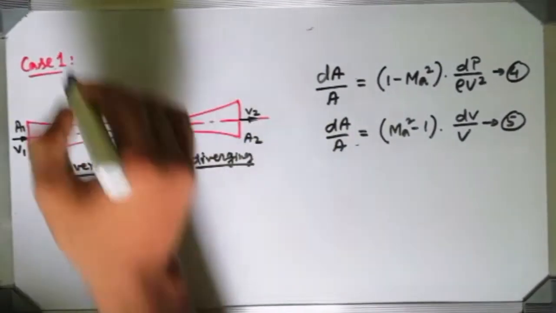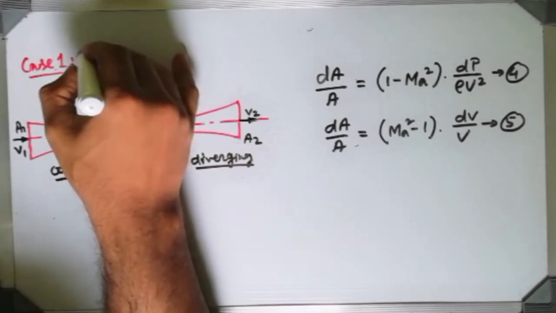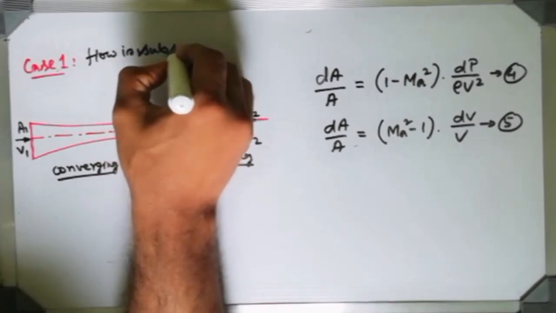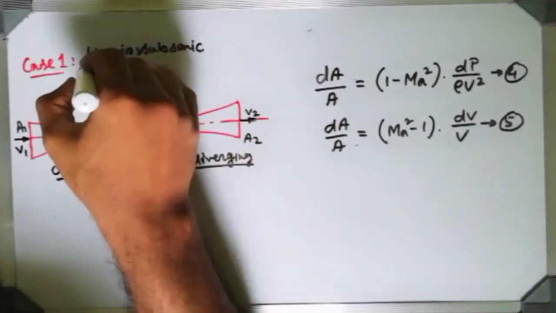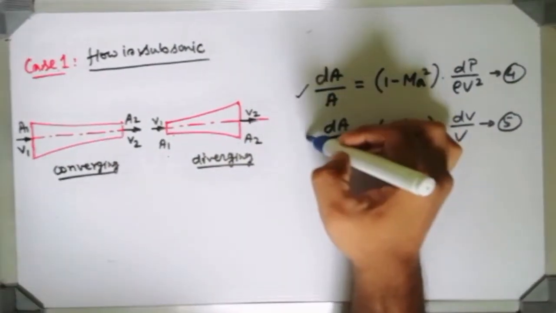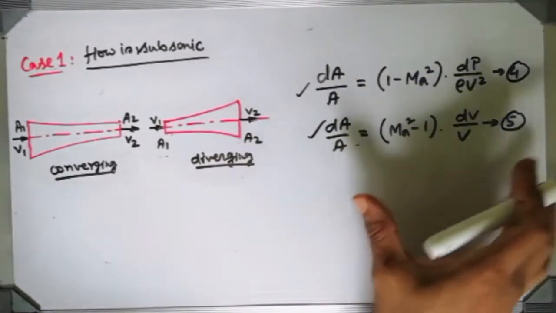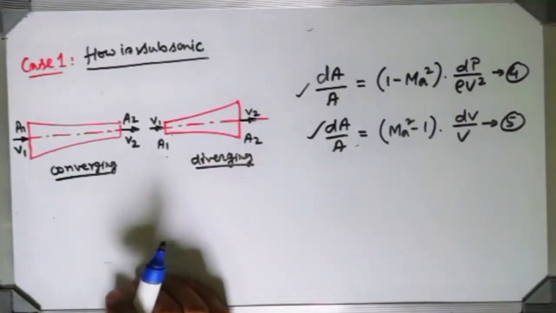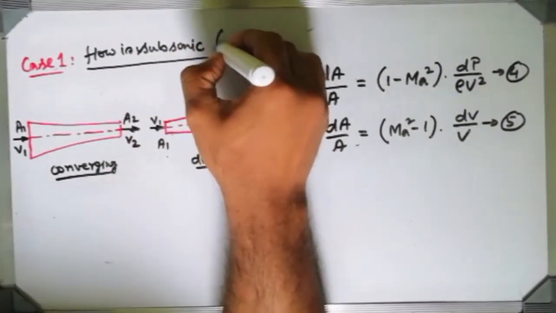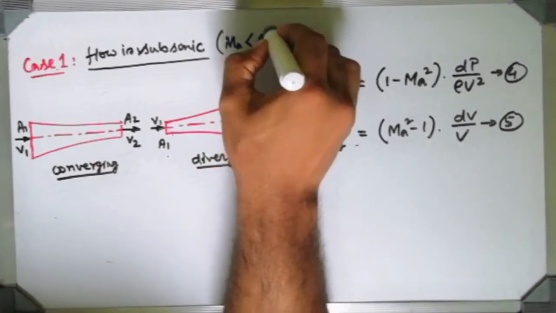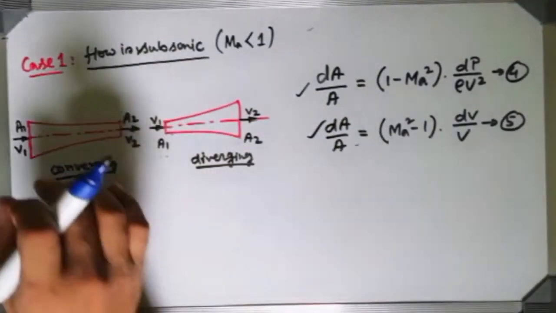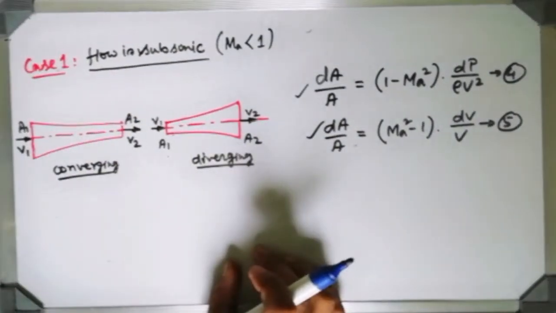Now case 1, we are considering the flow is subsonic. Now if in your exam you are asked what is the governing equation of a nozzle, these two equations are the governing equations of a nozzle. How they govern, now we are going to see. First case, consider the flow is subsonic. That means Mach number is less than 1. If the Mach number value is less than 1, that is a flow which is known as subsonic. That means the flow which is coming to the nozzle is subsonic.